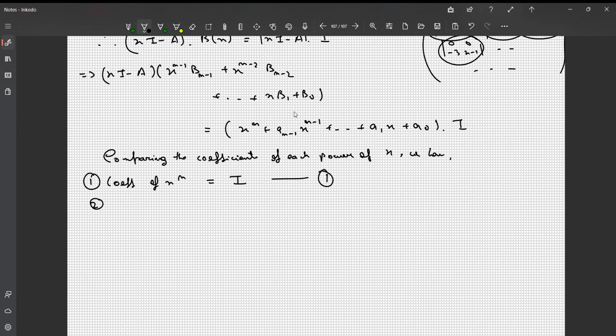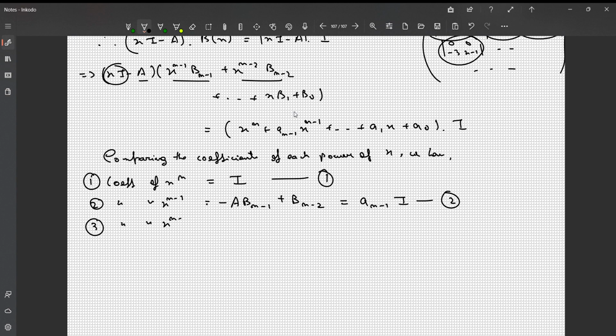Let this be statement 1. Number 2, what is the coefficient of x to the power n minus 1? On the left hand side, if you just multiply it, it becomes minus A times B_{n-1} plus B_{n-2}. That is, you multiply this term with this term and this term with this term. And on the right hand side it's a_{n-1} times I. So it's statement number 2.